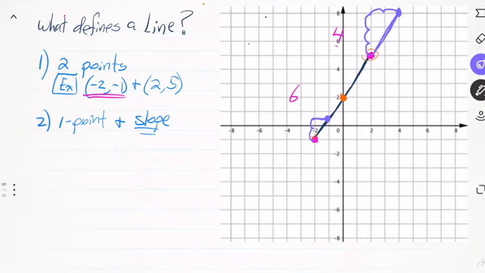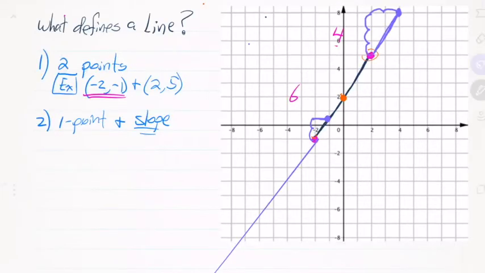The cool thing is we can also reverse the order. We can go down 3 and left 2, and we get a point, and that would continue the pattern of the line, and we can do that forever. So that is the power of slope.